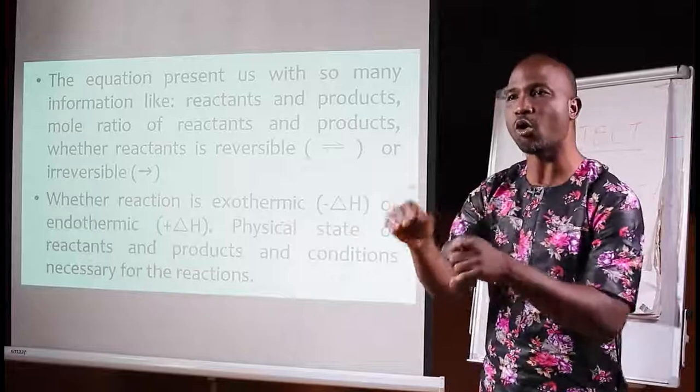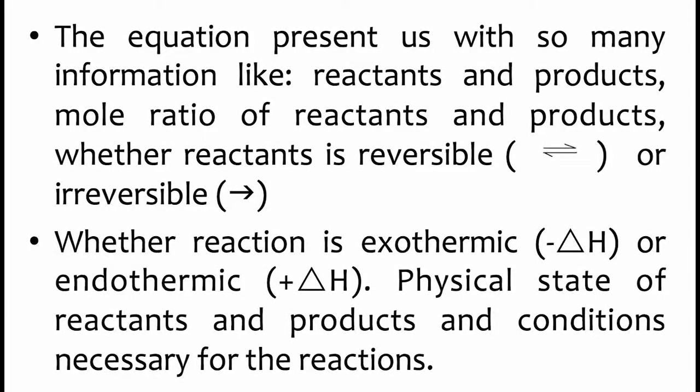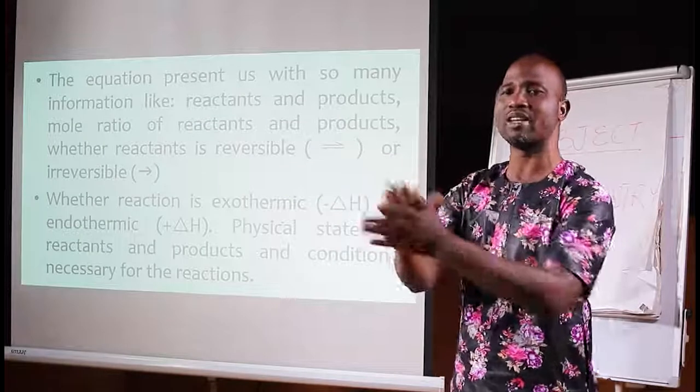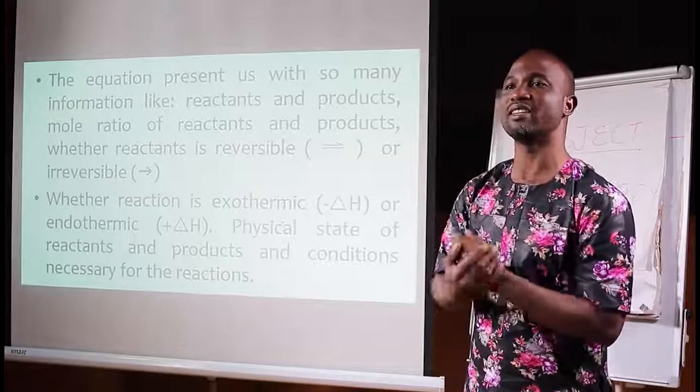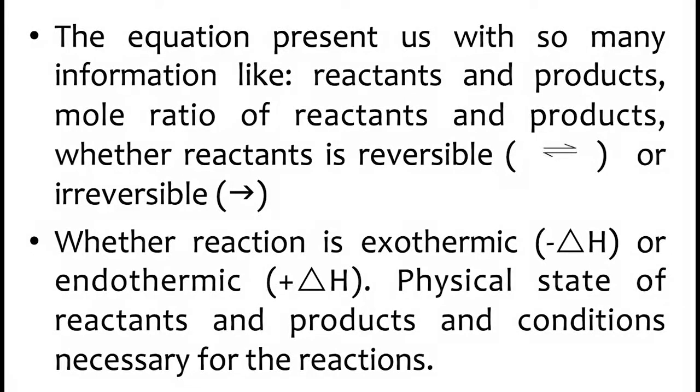The type of arrow on the equation tells you whether the reaction is reversible. For instance, two half-headed arrows, one pointing forward and the other pointing backward, show that it's a reversible reaction. But if a reaction has only one arrow facing one direction, it means that the reaction is irreversible. It also tells whether a reaction is exothermic, as in the case of delta H being negative, or endothermic, as in the case of delta H being positive.